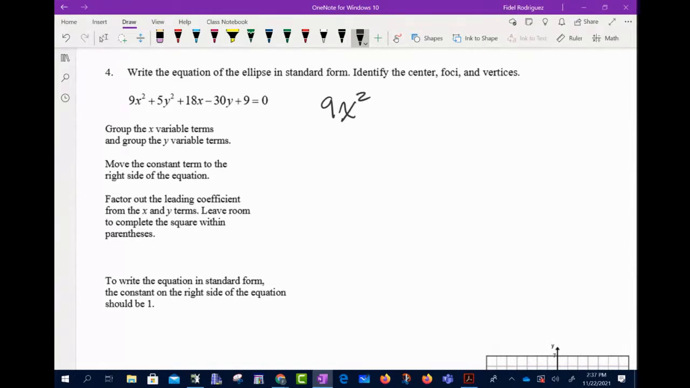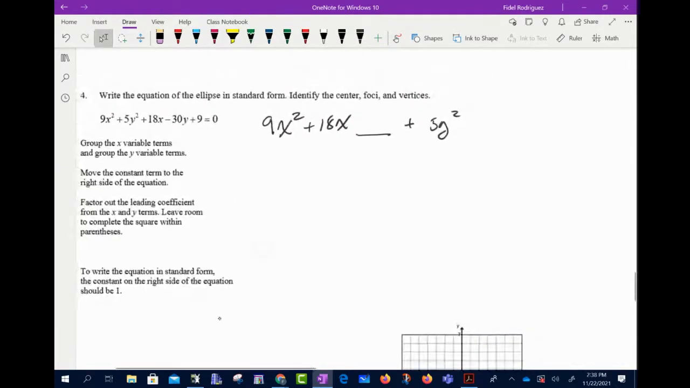I'm going to put 9x squared. Then the other term that has an x is an 18x, okay? And then I'm going to save a little bit of space here because I'm going to do something in a minute. Plus, I'm going to put the y terms together. So we got a 5y squared, and then a minus 30y. I'm going to put a little space here, and I'm going to move that 9 to the other side. Y'all agree with me? When we move that 9 over, it's going to become a negative 9? Yeah. Right? Because we're crossing an equal sign, the sign's going to change, right?